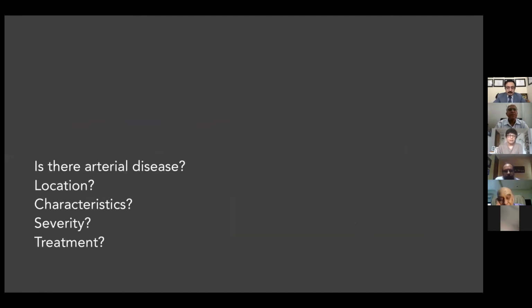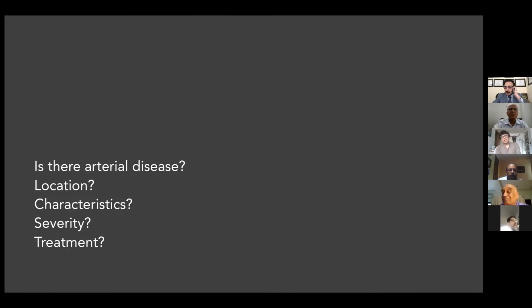Obviously, to answer the following questions: is there arterial disease, which means, are the symptoms produced by arterial disease? What is the anatomical location of the arterial disease? What are the characteristics? Is it a stenotic lesion? Is it atherosclerotic? Is it occlusive? Is it a thrombus? What is the severity of this? Are there multiple segments that are affected in tandem, perhaps parallel segments that are affected? And what sort of hemodynamic changes are produced on account of these occlusive or stenotic lesions? And finally, what is the treatment?